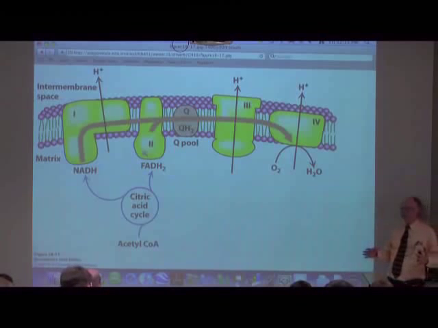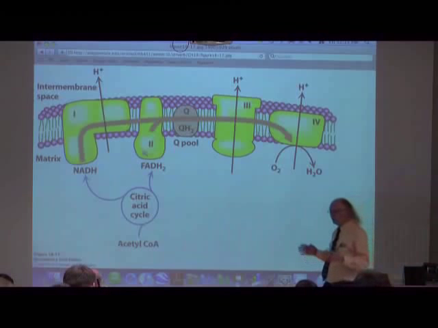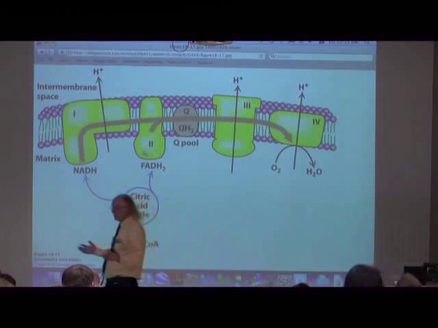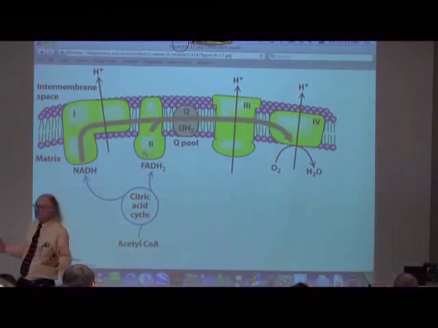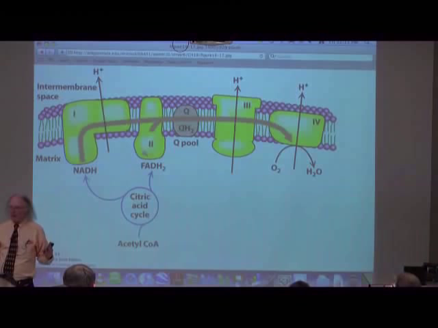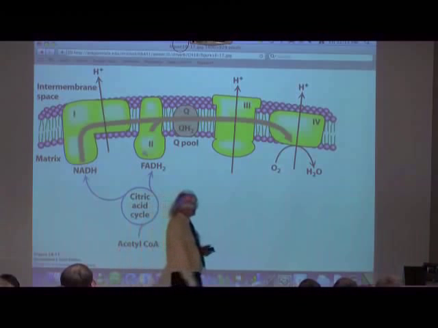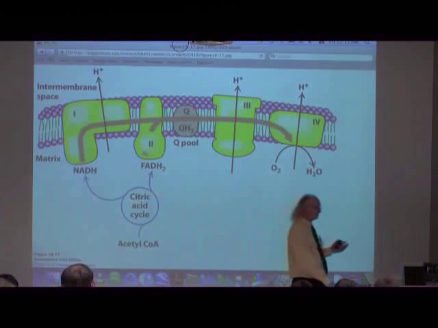It does not happen in the electron transport system. All that the electron transport system does is make the potential energy. You can think of the electron transport system as charging the battery. We're charging the battery. And then we make the battery do something in oxidative phosphorylation.